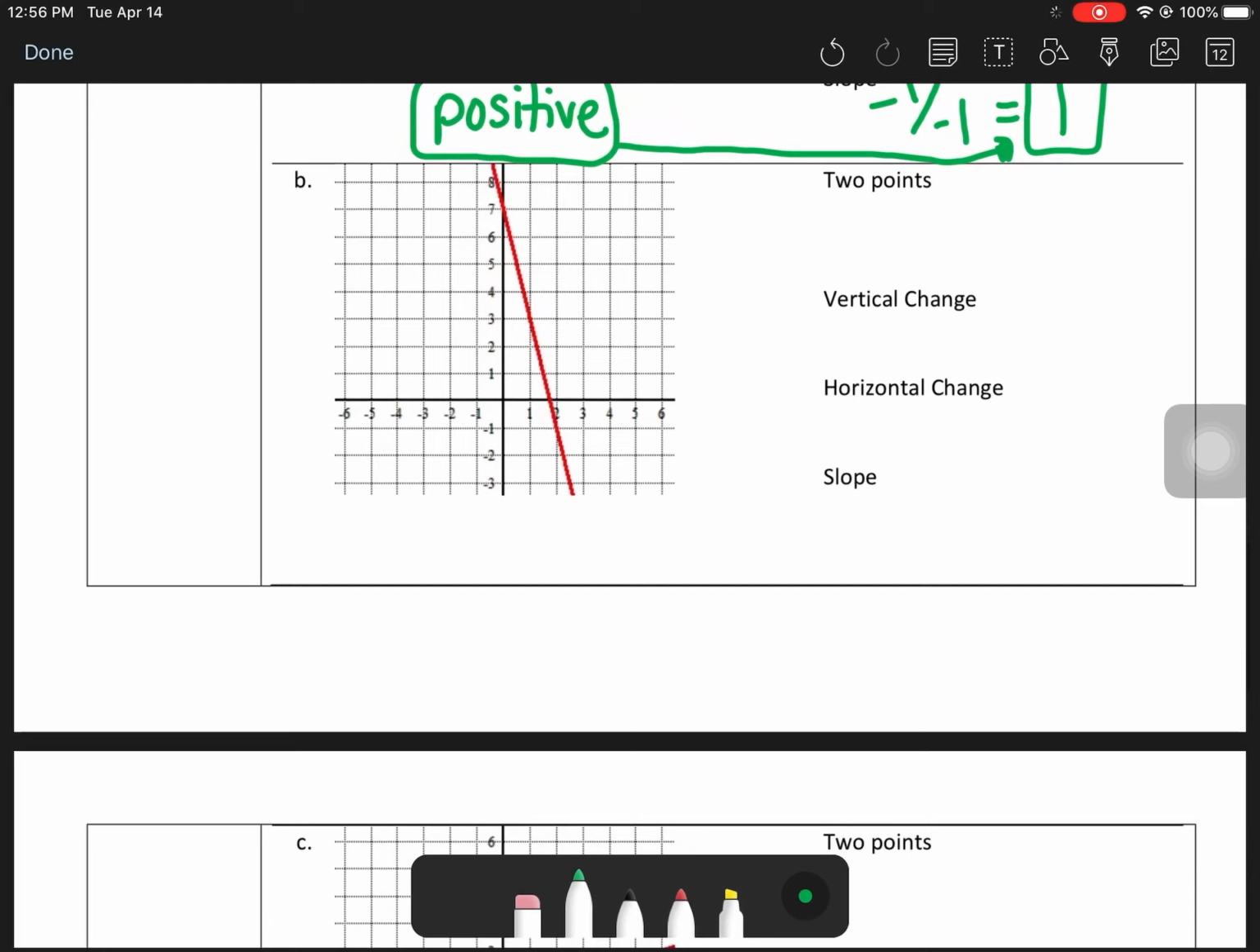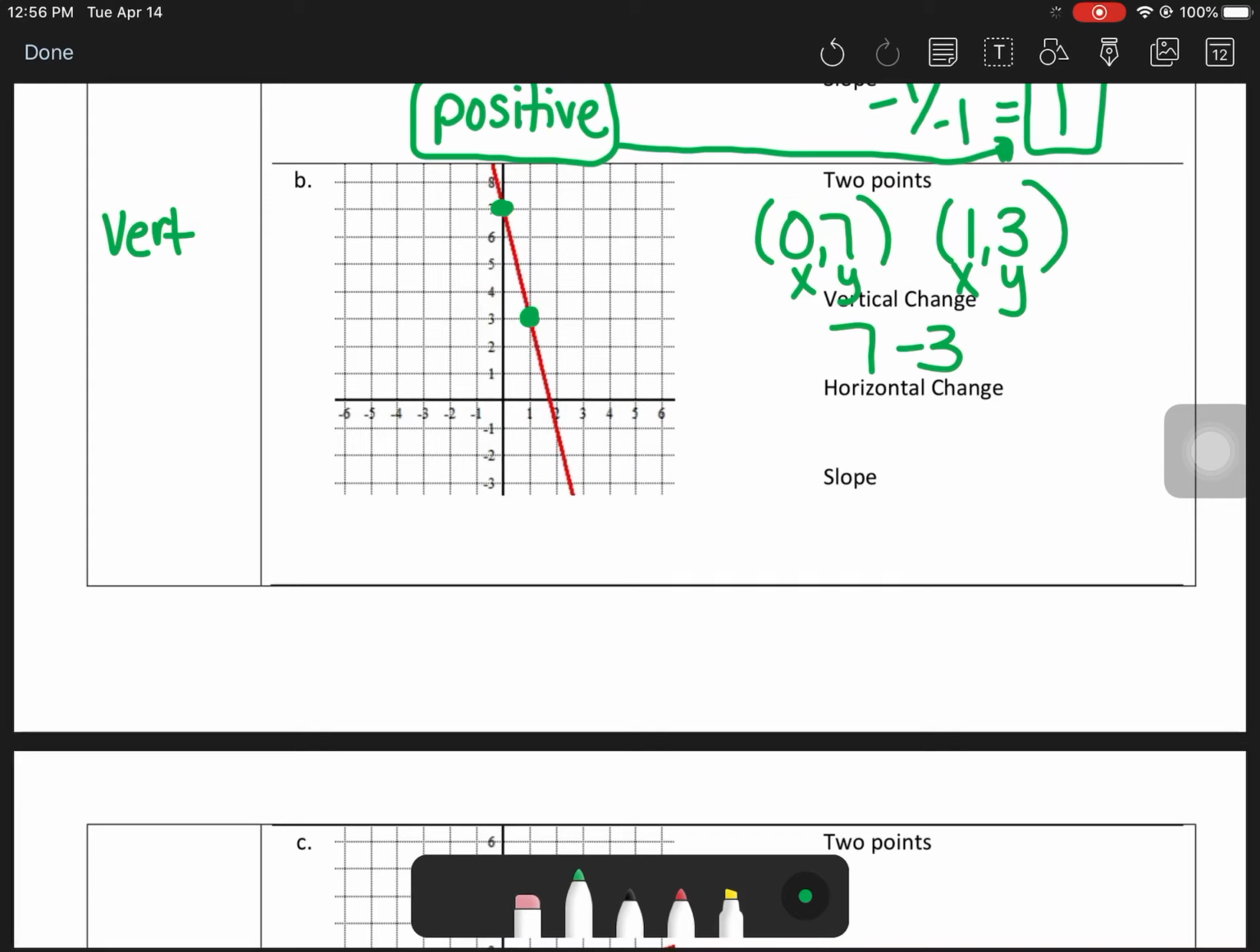Okay, next problem, we're going to pick 2 points. So I'm going to pick one right here, and then I'm going to follow the line till I find another point that crosses at a corner. So my 2 points are 0, 7, and 1, 3. So the vertical change means I'm going to subtract my y values because vertical is up and down, like the y-axis. It goes up and down, so we're going to use the y parts of the points. So 7 minus 3 is 4.